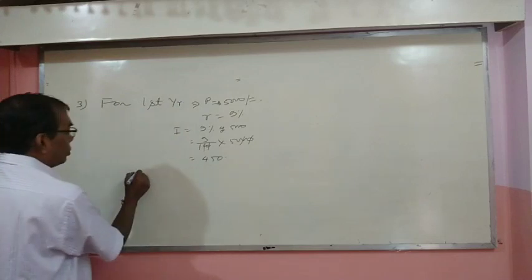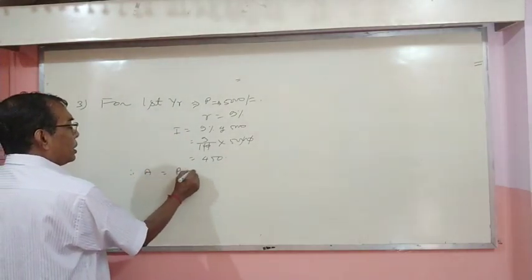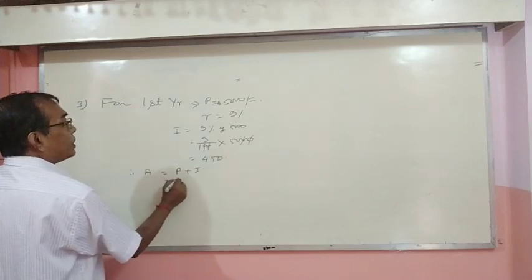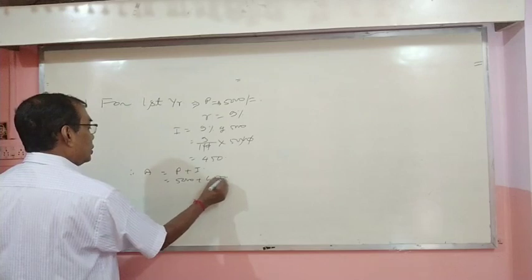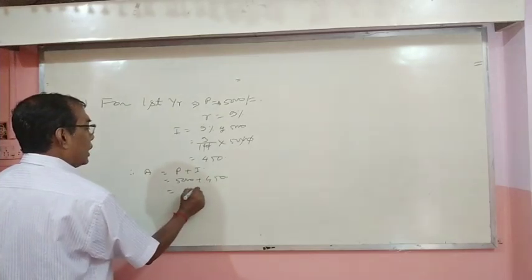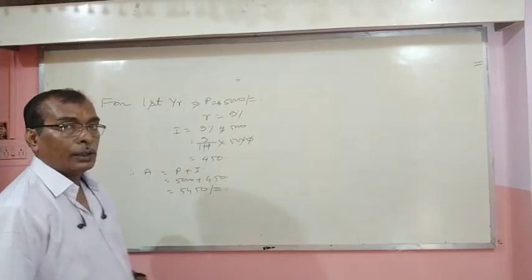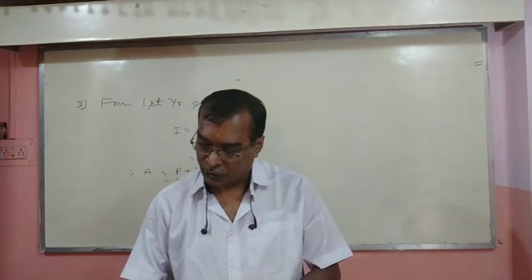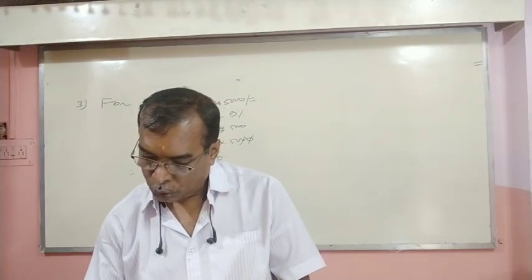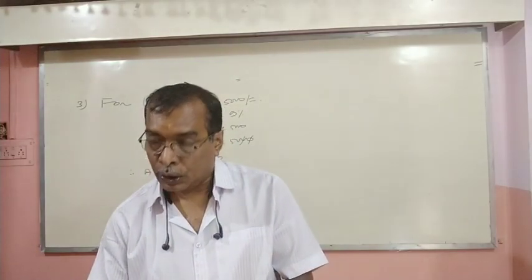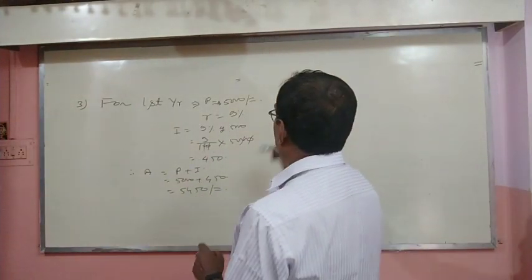So what will be the amount for the first year? Amount is equal to principal plus interest. Principal is 5,000 rupees plus interest 450, which is equal to 5450. This will be the amount for the first year, and this amount is going to be the principal amount for the second year.